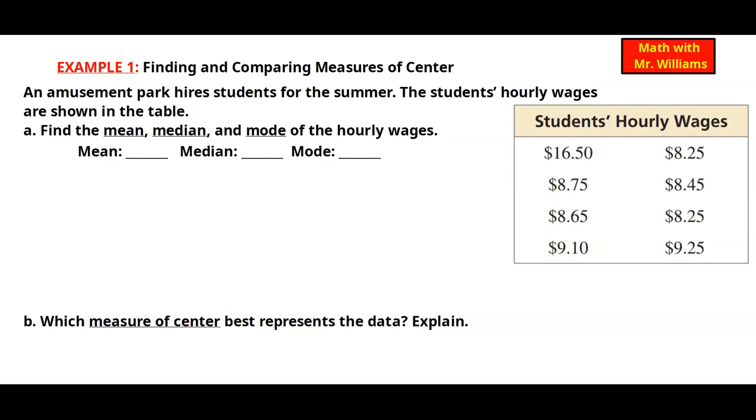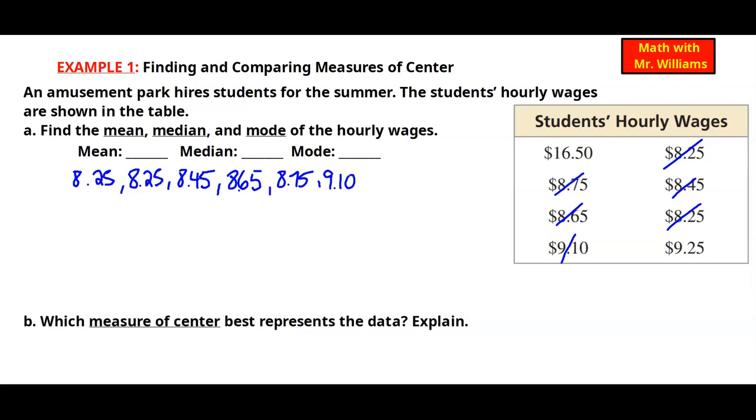All right, since I need to find the mean, median, and mode, I'm going to start off with the median. I want to put my numbers in order. The first number I need to write down is $8.25 because it's the least. Then another $8.25, then $8.45, then $8.65, then $8.75, then $9.10, then $9.25, and finally $16.50.